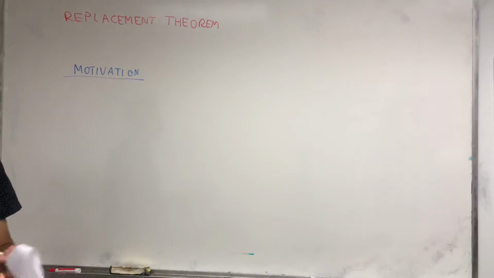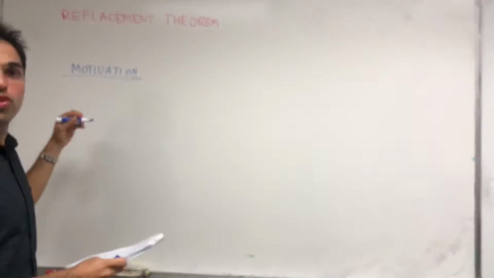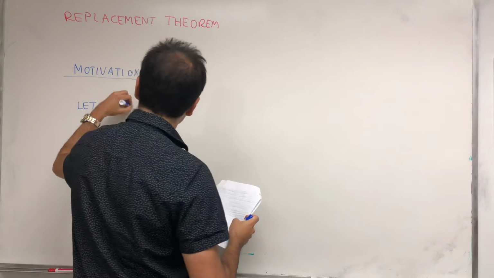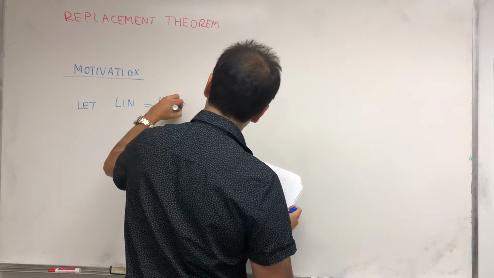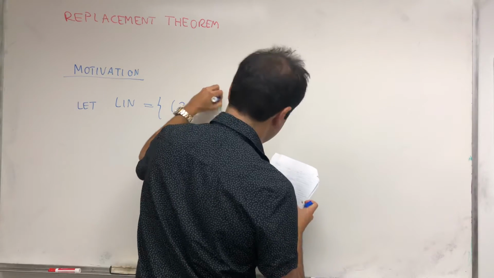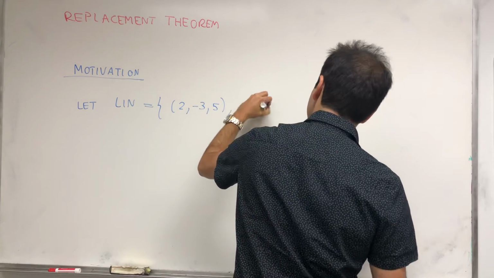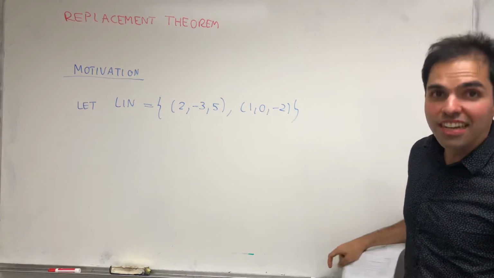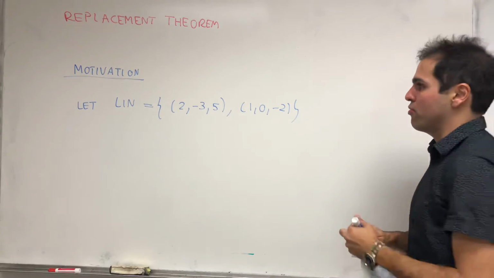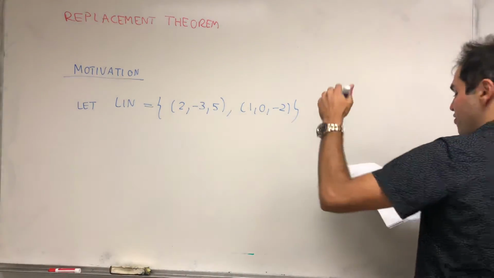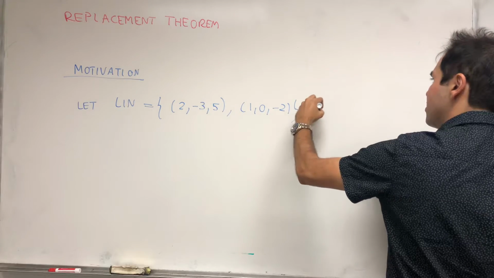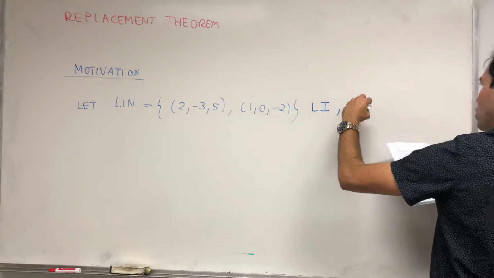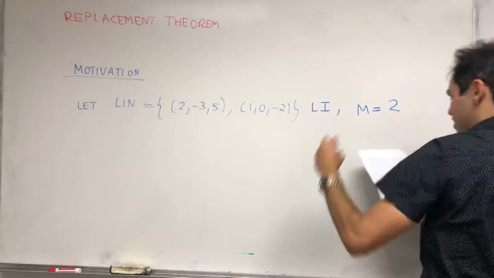Because what is the replacement theorem saying? Suppose you start with a linearly independent set, and let me call it lin. So let lin be (2, -3, 5) and (1, 0, -2). You can indeed check that it's a linearly independent subset of R3, where the vector space is R3. And how many elements does it have? It has 2 elements. That's one thing.